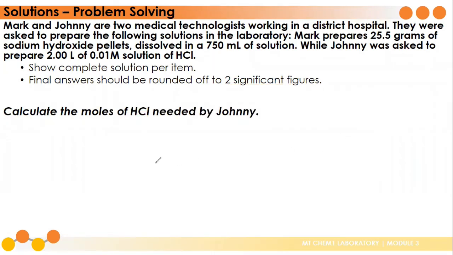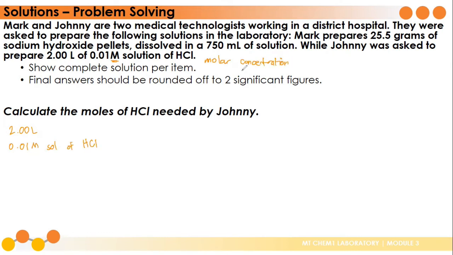For our next question, we need to calculate the moles of HCl needed by Johnny. We're still on the problem from the first one. So for this one, we are only talking about the hydrochloric acid needed by Johnny. So let's identify the given. We have 2 liters of the 0.01 M solution of HCl. Kindly keep in mind that this capital M stands for molar concentration.